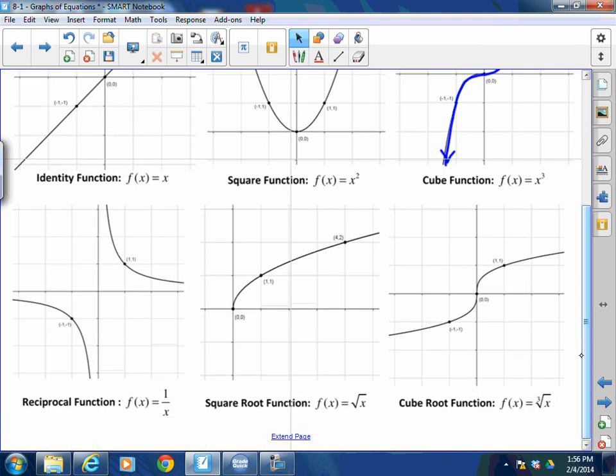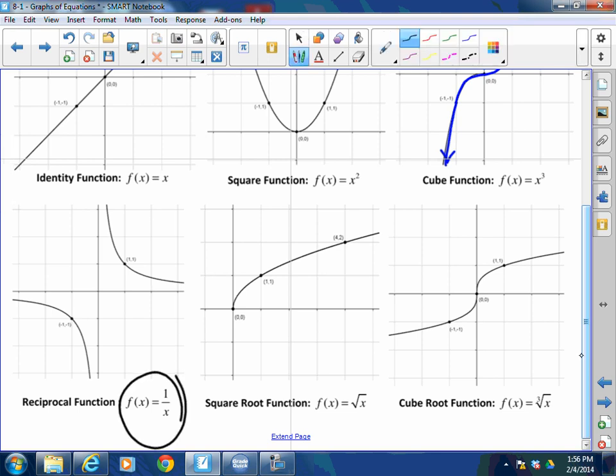You have what's called a reciprocal function, or a rational. Remember we talked about rationals when there's a variable in the denominator. It's going to have the shape of a rational. You have a square root function. When x is inside of a square root, notice you only have one side of it. You only have the positive side here. That's going to be the square root function. And the cube root, similar to the cube, but it's reversed. Instead of it being an S that's like that, it's actually kind of a backward S that goes like that.